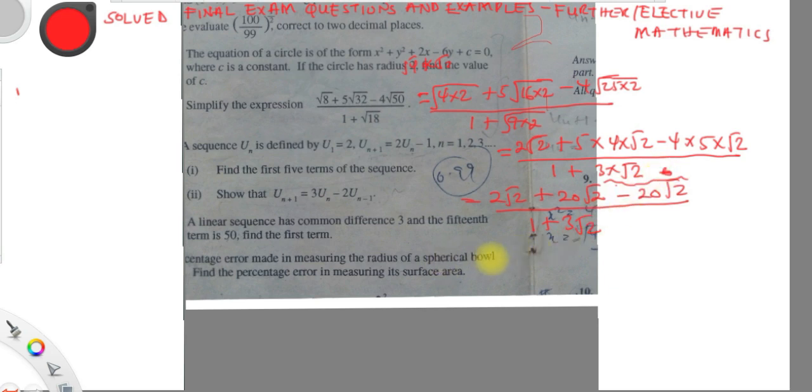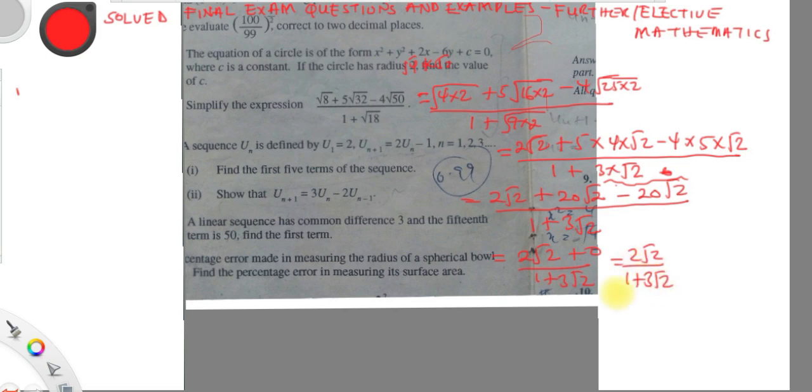So we get 2 root 2 plus 0, all over 1 plus 3 root 2, which is 2 root 2 all over 1 plus 3 root 2. We haven't finished. We have to continue to simplify, because this is a fractional surd. It needs to be rationalized.